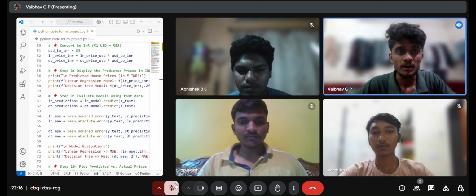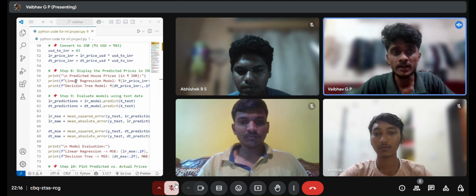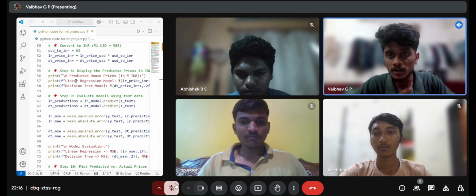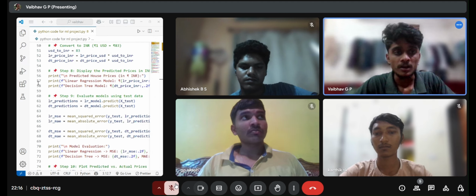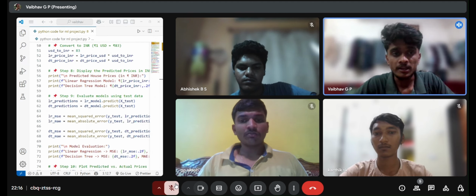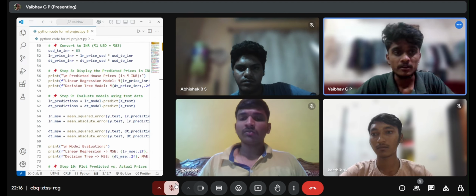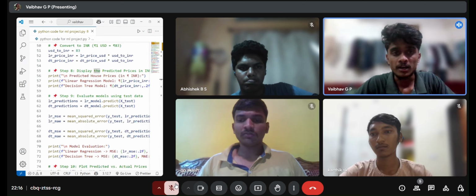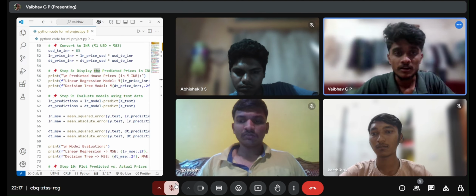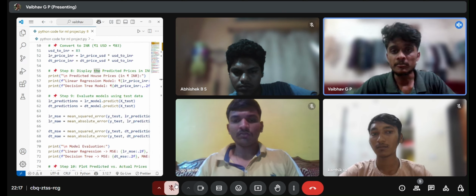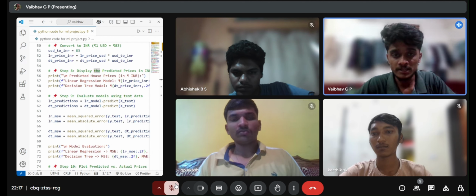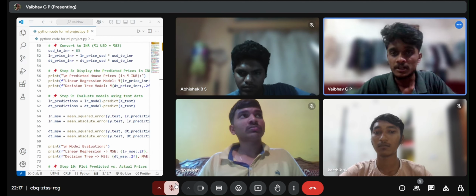Thank you, Akash. In the next step, we are converting the US dollars to INR. Here we are converting the US dollar money to Indian rupees. In line number 50, we are converting the US dollar to Indian rupees. In line number 52, we convert the linear regression model predicted price to INR. In line number 53, we are converting the decision tree model predicted price to INR.